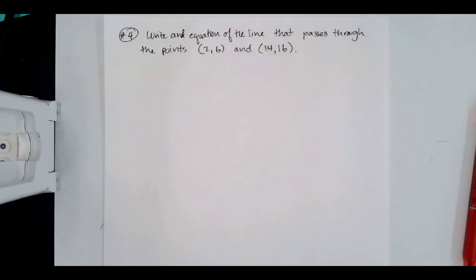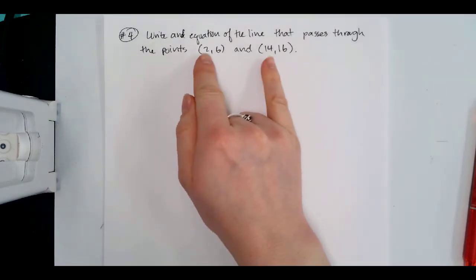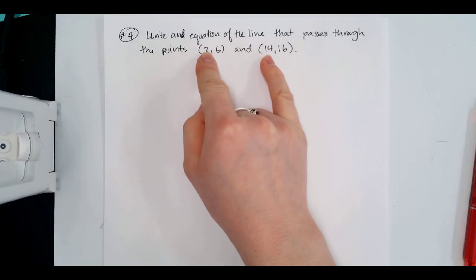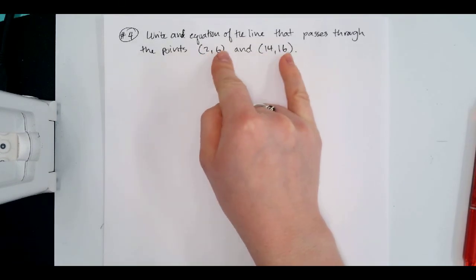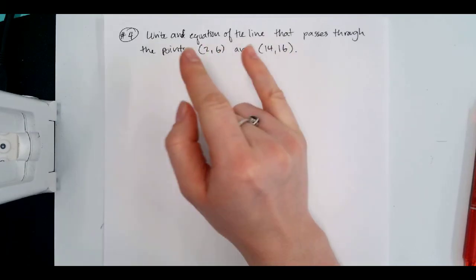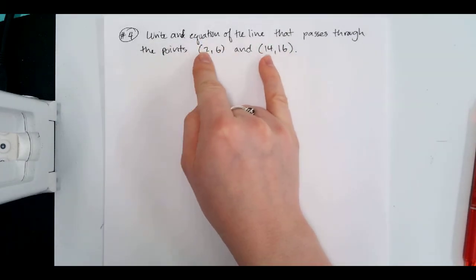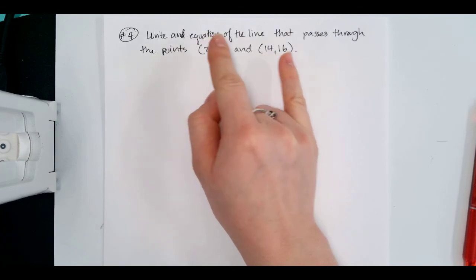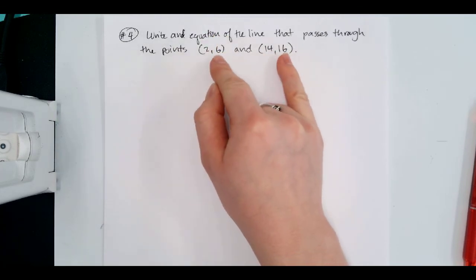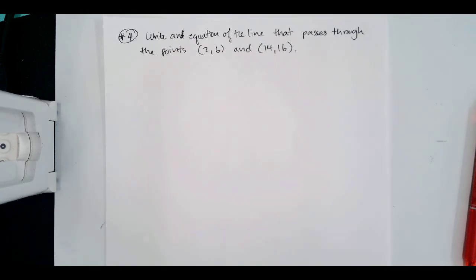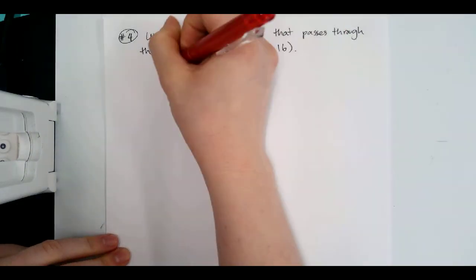Alrighty, so remember, a way we can check to see if it's horizontal or vertical. If the two x values match up, it's a vertical line. If the two y values match up, it's a horizontal line. So let's look at the x values. 2 and 14. They're not the same, so it's not vertical. Let's look at the two y values, 6 and 16. Those aren't the same either, so it's not a horizontal line. So if it's not horizontal and it's not vertical, it's a slanting line.